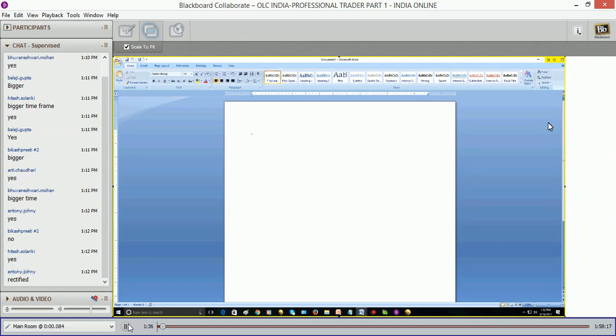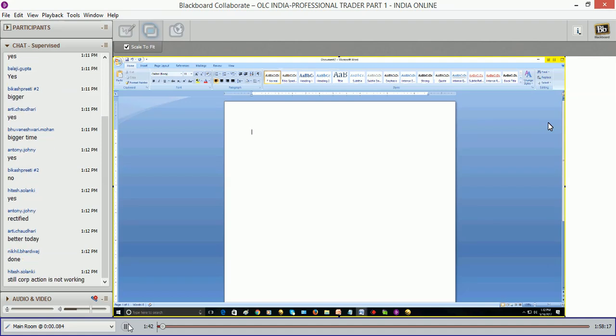Rectified, fantastic. So before we get into the PowerPoint, let's understand the steps to mark our location. We discussed yesterday what the different types of location are with respect to low of the curve, high of the curve, and equilibrium. Steps for marking my location. Okay, let's get this to the center.